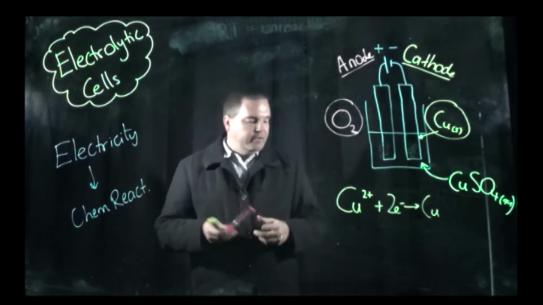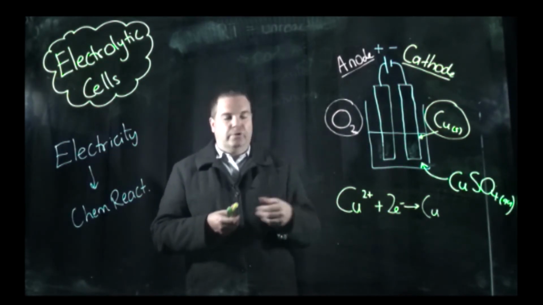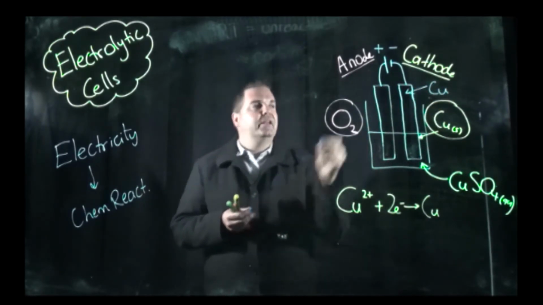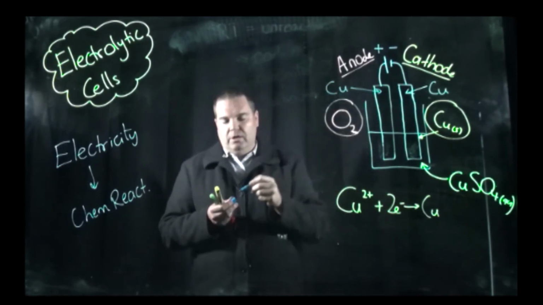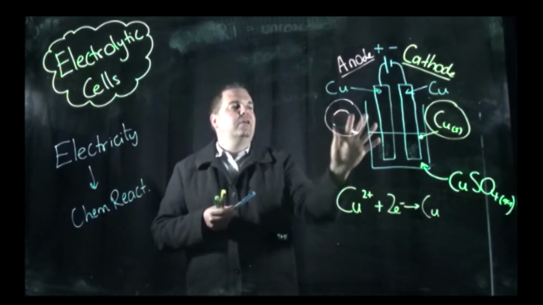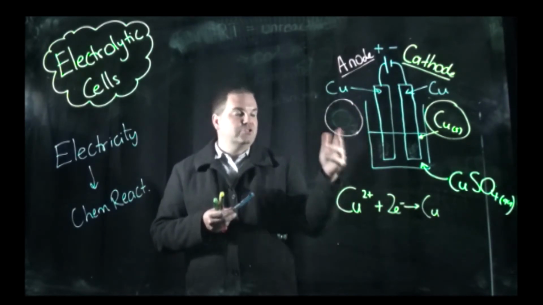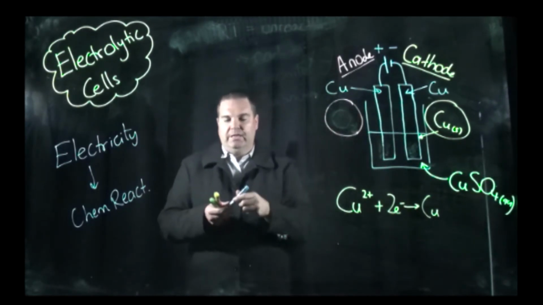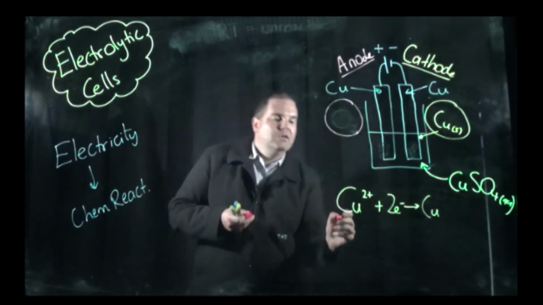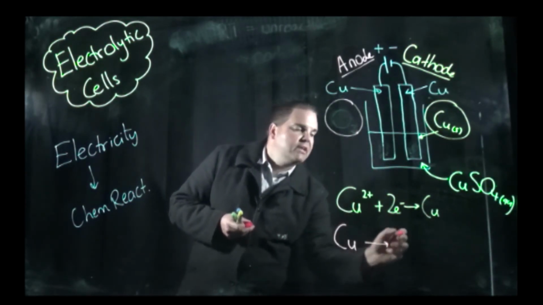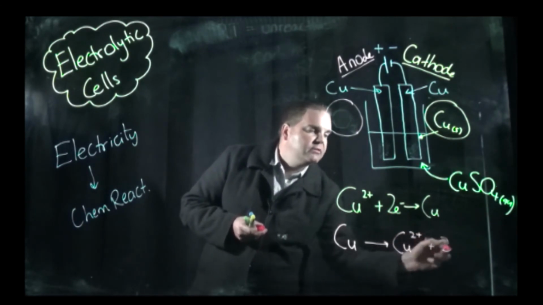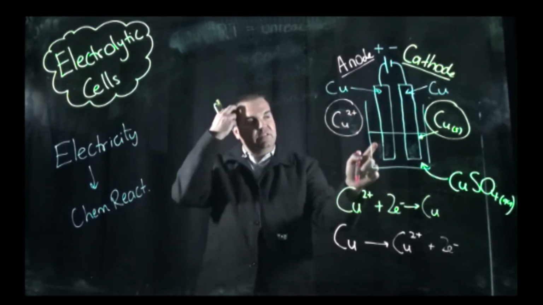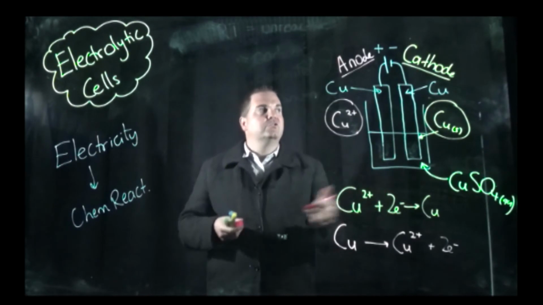However, if we now change our electrodes to be copper instead of inert, so these are actually copper electrodes, both of them, we get a slightly different reaction occurring. We no longer get oxygen being produced at the anode. What we have is the copper electrode here actually being used up. The copper electrode loses electrons to form copper ions, so over here we're producing copper ions. They go into solution, get picked up and plated onto the cathode.